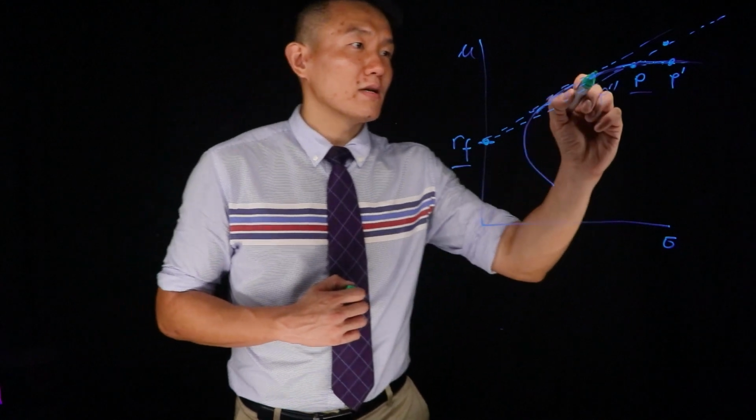But this isn't the only line I can draw. I can draw another line from, let's say, call this one P double prime. I can draw another line from RF that covers up that one. And so now I want to rule out all of these portfolios and all of these ones.